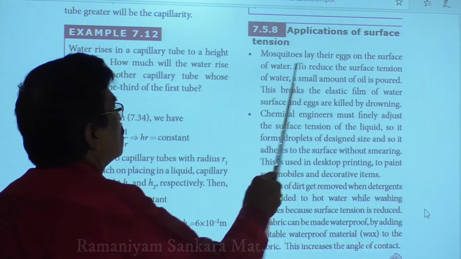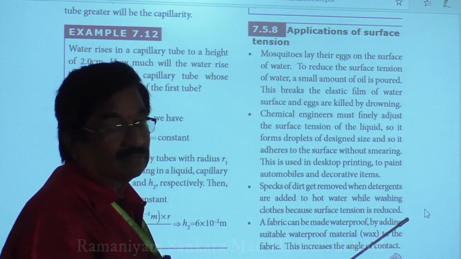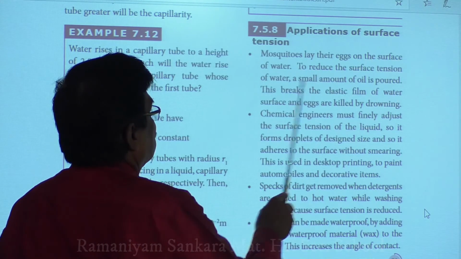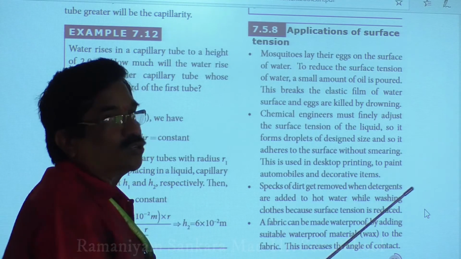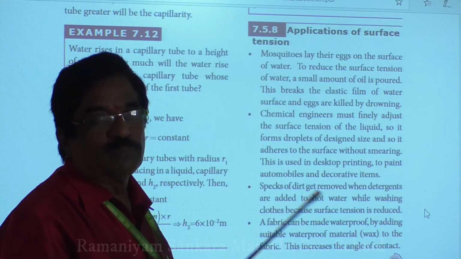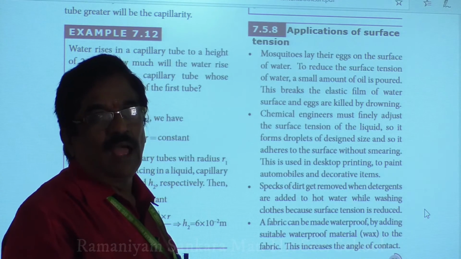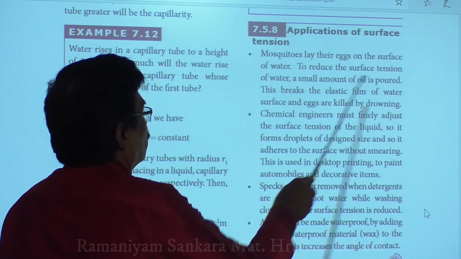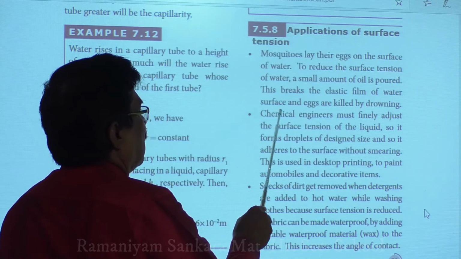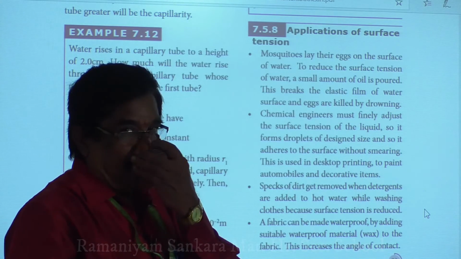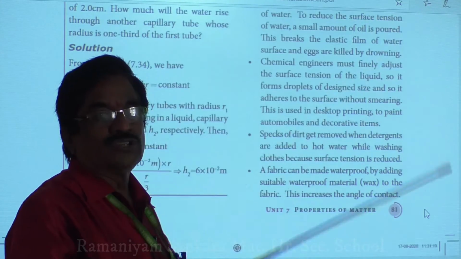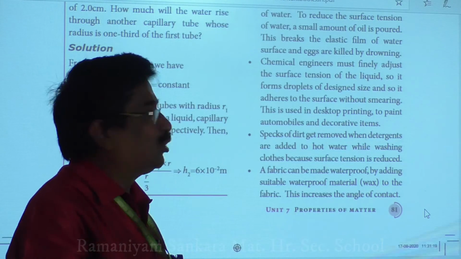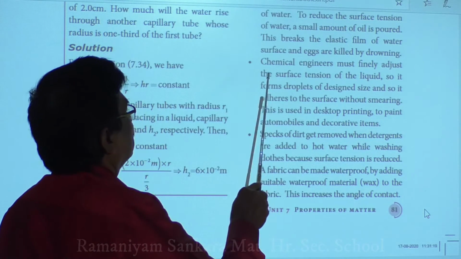So mosquitoes lay their eggs on the surface of water. To reduce the surface tension of water, a small amount of oil is poured. So the corporation people spread oil above the surface. This breaks the elastic film of water and the eggs are killed by drowning. So elasticity is reduced and the mosquito eggs will go down. Okay, next is the second one.